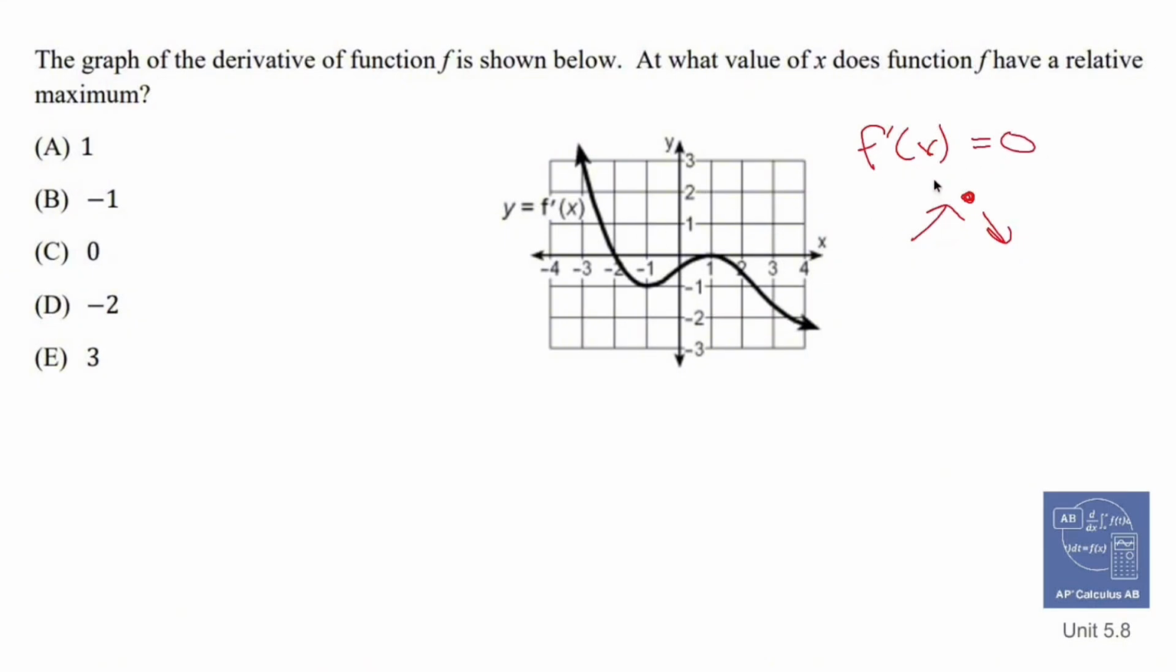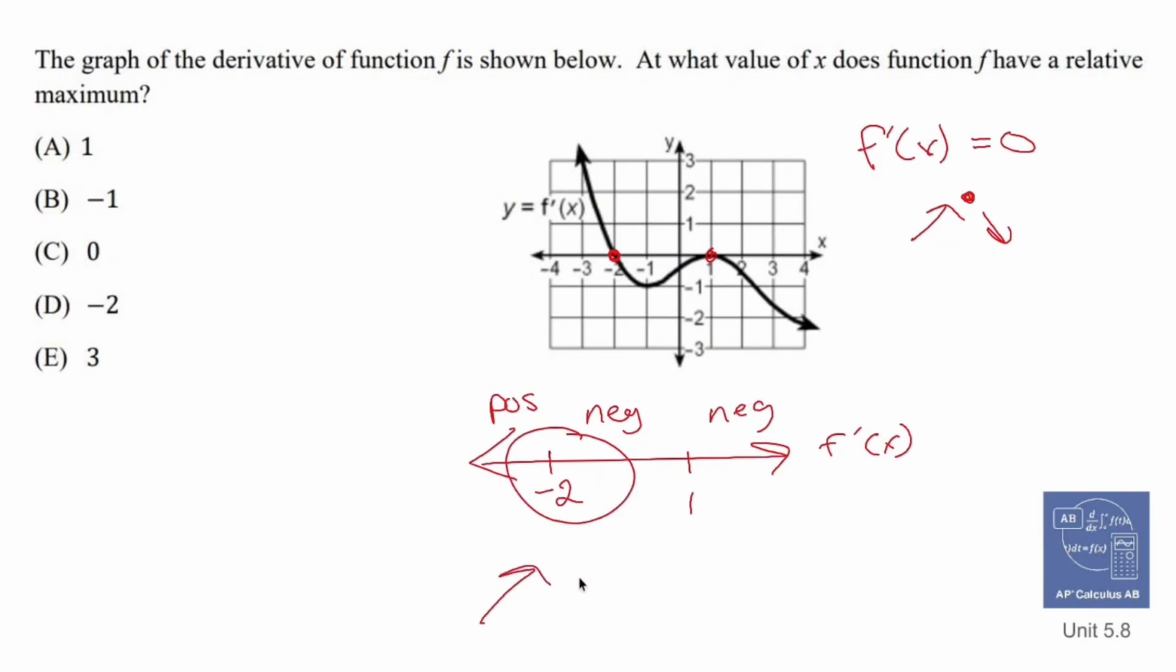So since this is the derivative, I care about where I get a 0, which is negative 2 and at 1. So I can make a sign chart of f prime of x based off of that information. At negative 2 and at positive 1. To the left of negative 2, I'm in positive land. And from negative 2 to 1, I'm below the x-axis. And from 1 on, I'm also below the x-axis. So right here at negative 2, I go from positive increasing to negative decreasing, which means I have a relative maximum at that guy right there, negative 2. So that's how you do it.